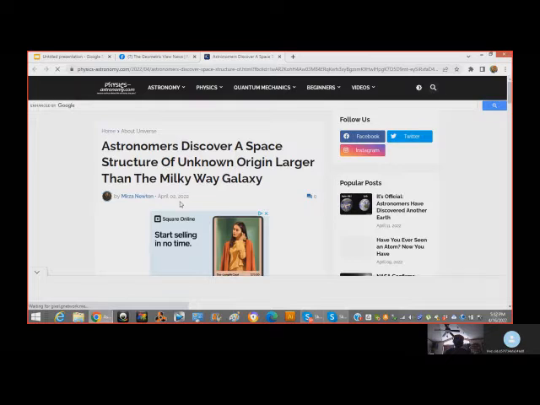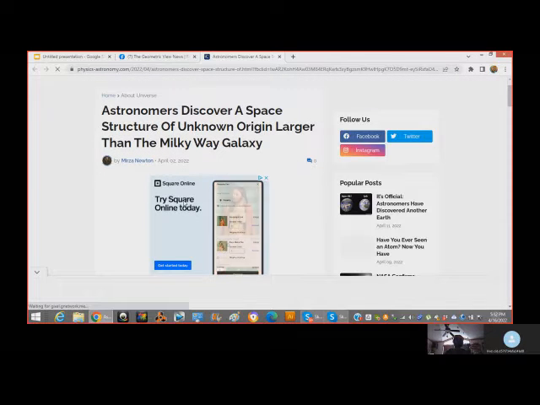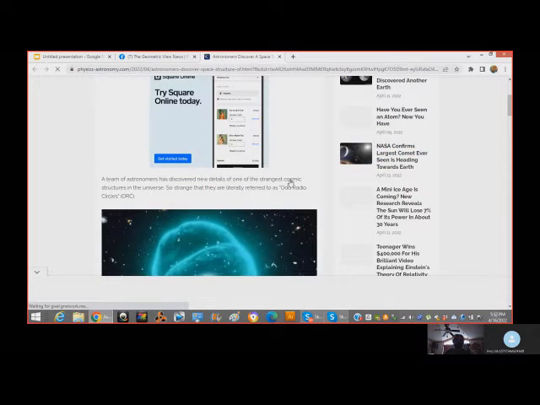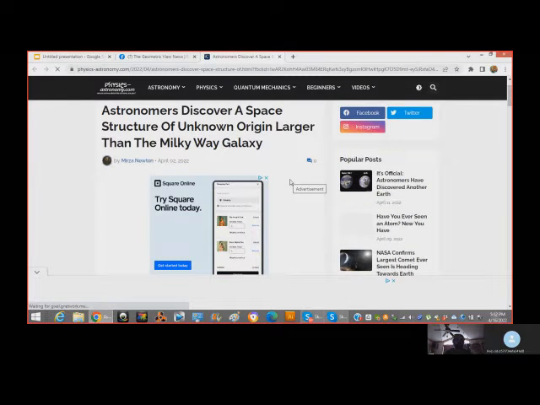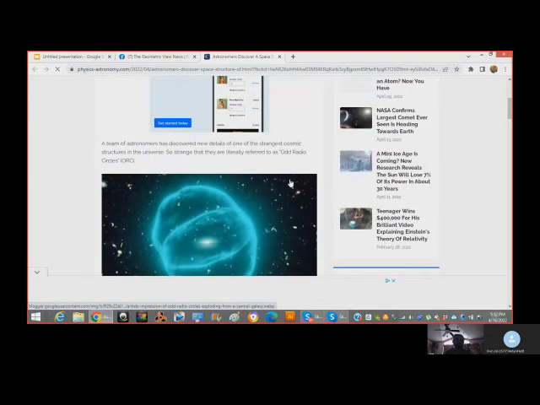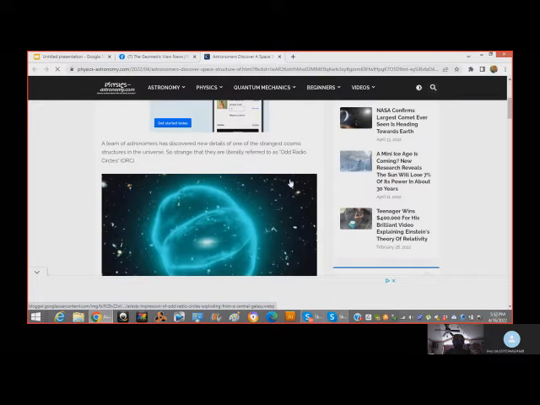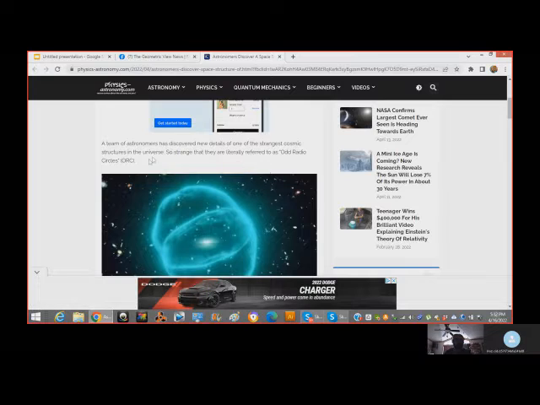Astronomers discover a space structure of unknown origin larger than the Milky Way galaxy itself. A team of astronomers has developed new details of one of the strangest cosmic structures in the universe. So strange that they are literally referred to as odd radio circles. ORC, orc?